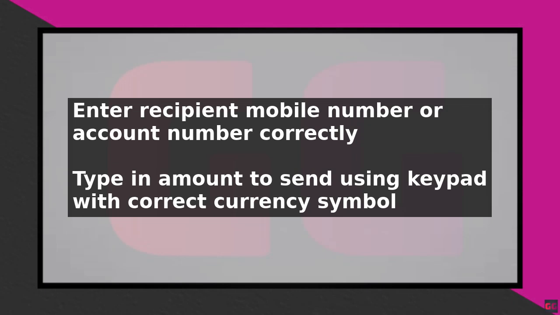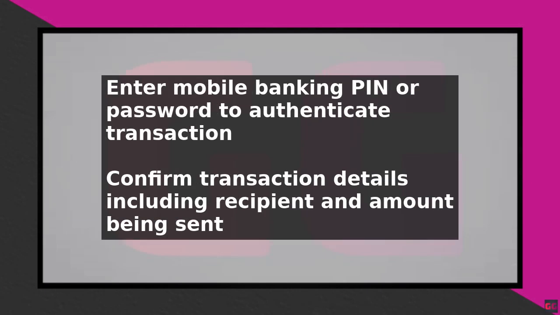You will then be asked to enter your mobile banking PIN or password to authenticate the transaction. This is a security measure to prevent unauthorized transactions. Once you have entered your PIN or password, confirm the transaction details, including the recipient's number and the amount being sent. If all details are correct, confirm the transaction to complete the money transfer. You will receive a confirmation message indicating that the transaction has been successful.